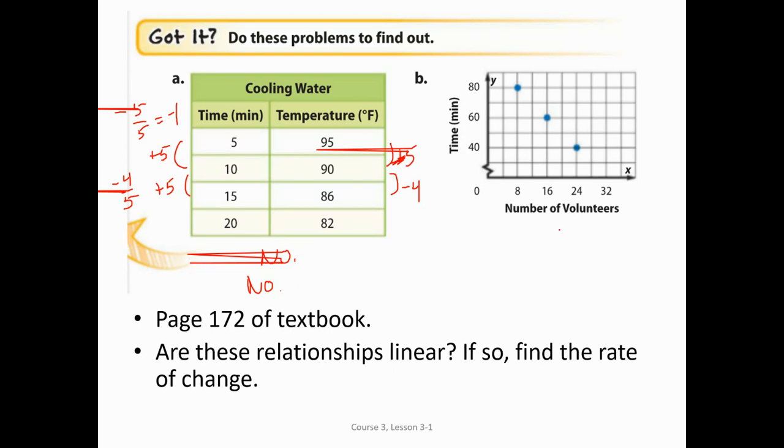Now, how about our second problem? What are we going to do here? We're going to make the table. Here I'm going to put number of volunteers as my x, so I'm going to put x here, y here, and I'm just going to write down their values. So when x is 8, y is 80, because I just follow the lines all the way up and over. And when x is 16, y is 60. And when x is 24, y is 40.